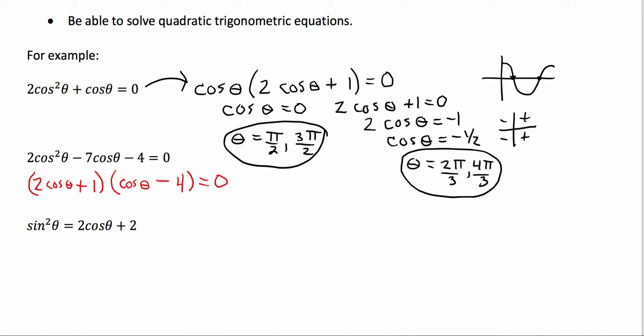I'm going to set each of these equal to 0 and then solve. So 2 cosine theta plus 1 equals 0. This is actually the same part that we had in the previous example, so I'm going to subtract the 1, divide by the 2. We're looking for places where cosine is equal to -1/2. Again, we just did that, so that's going to be 2 pi over 3 and 4 pi over 3.